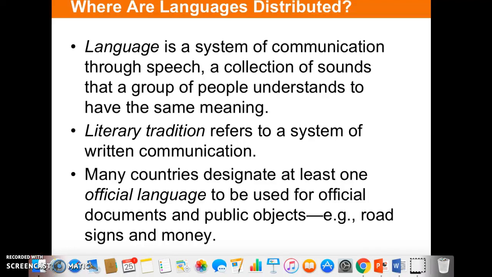So for tonight's reading, you're reading about language in chapter 5 in your book, and you'll be starting on page 211, just like it says in your calendar, so make sure you're following along. And we'll be talking about the distribution of languages across the globe.